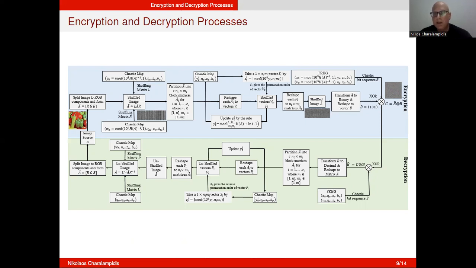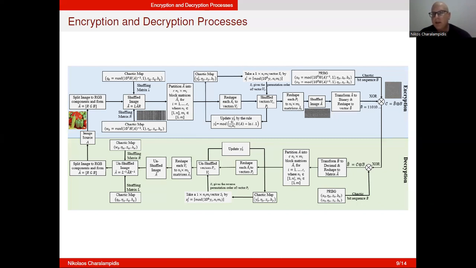Then, by using the proposed chaotic map with initial conditions Q0 and W0 and their corresponding control parameters, we construct a permutation matrix L for the rows and R for the columns. And by pre-multiplying L with A hat and post-multiplying R, we obtain a new, basically, image, permuted image A bar. Then we partition A bar into C and I times MI block matrices, and each A bar I matrix, we reshape it to vectors VI.